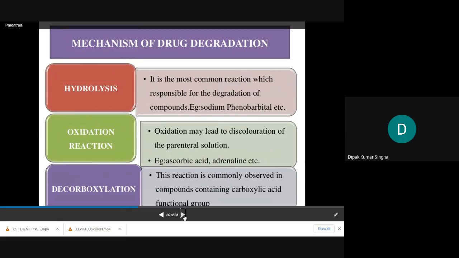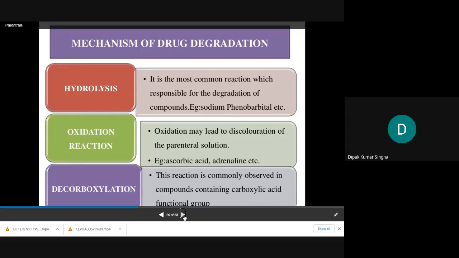The mechanism of drug degradation. Generally drugs are degraded by different methodologies. First one is hydrolysis. This is the major cause. By this method the drug will be degraded, or then oxidation, then reduction, then decarboxylation, and then methylation, acetylation, so many processes. But generally these are the methodologies by which the drug will be metabolized.